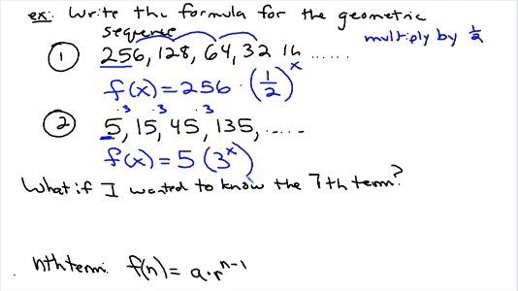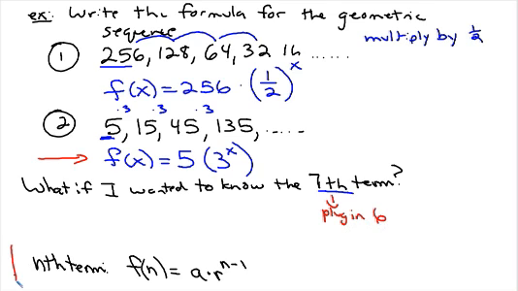Now, one of the other nice things about a geometric sequence is there's a way for me to find a term that's way out there. What if I wanted to know the 7th term? Well, what I'm going to show you would also work for the 27th term, or the 47th term, or the 50th term, all right? So once I know my function, if I want to find the 7th term, I plug in 6. I plug in 1 less.